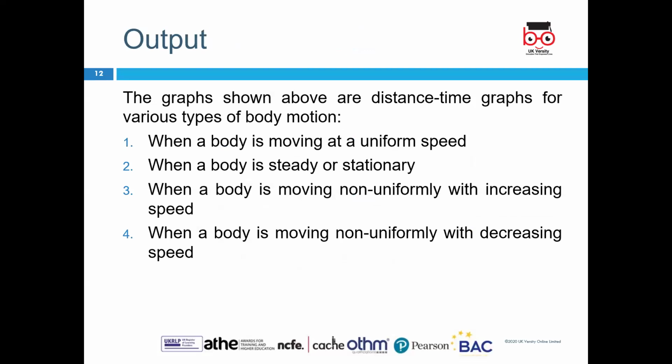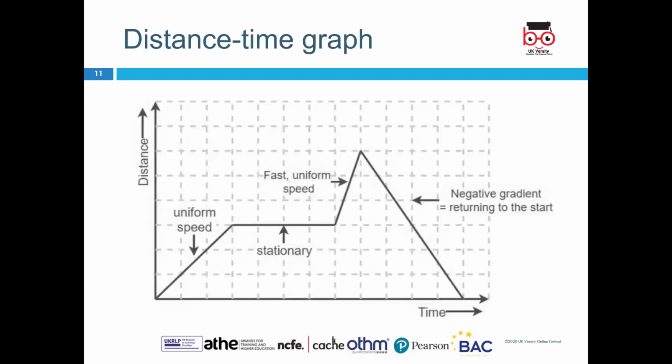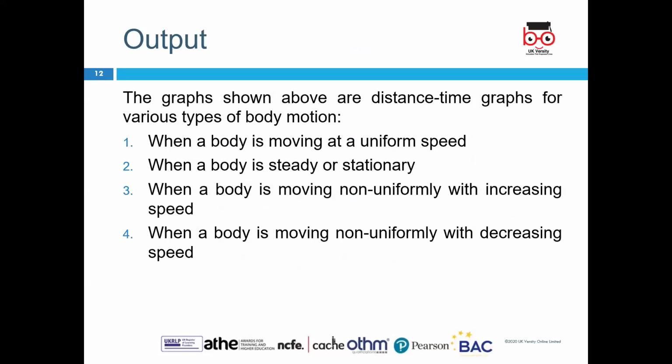The graphs shown are distance time graphs for various body motions. Like we explained, the first part is when a body is moving at uniform speed. The second one is when a body is steady or stationary. The third one is when a body is moving non-uniformly with increased speed. The fourth one is when a body is moving non-uniformly with decreasing speed.